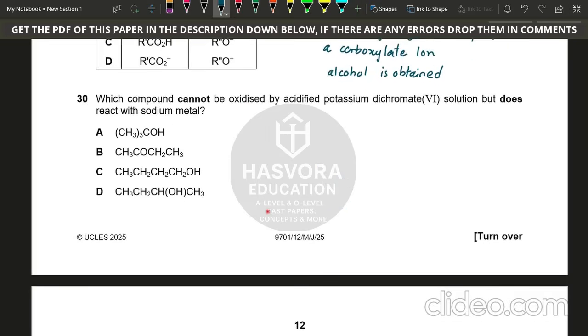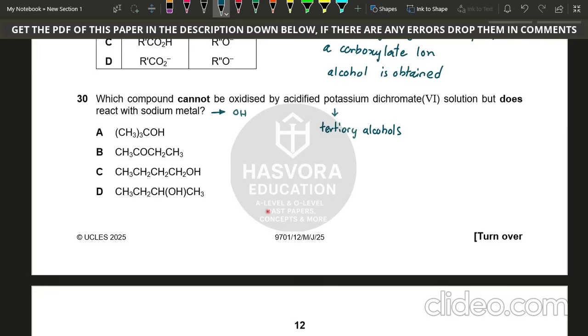Now question number 30 says, which compound cannot be oxidized by acidified potassium dichromate? So you know that the oxidation of tertiary alcohols can't happen, but it does react with sodium metal. This means that it has an OH group. So let's see the first option.